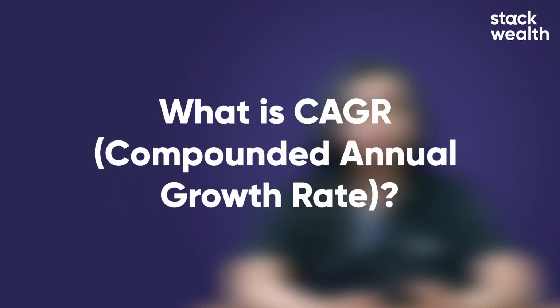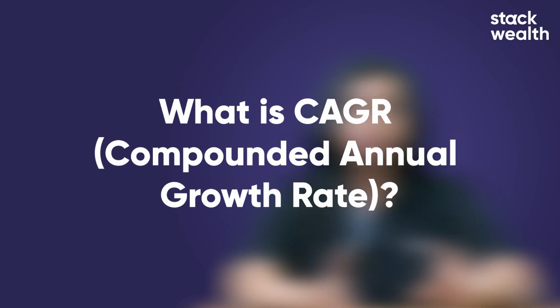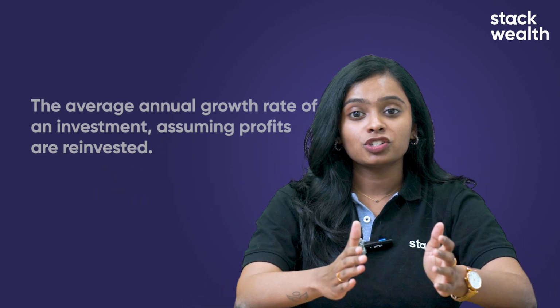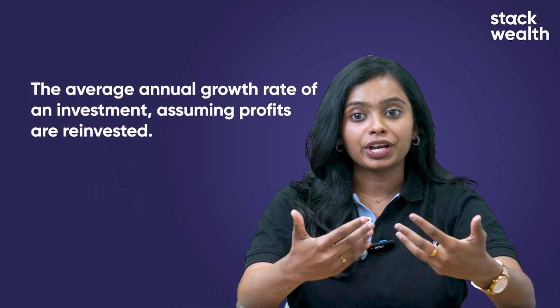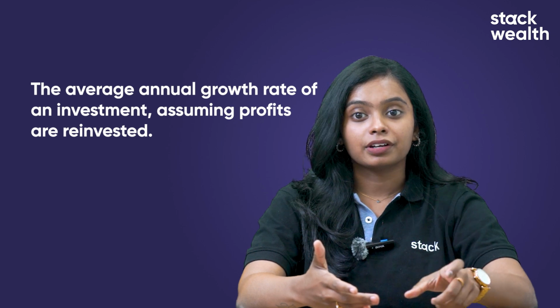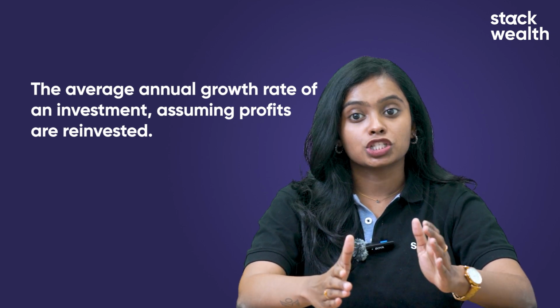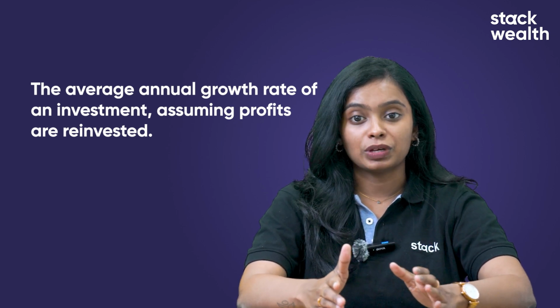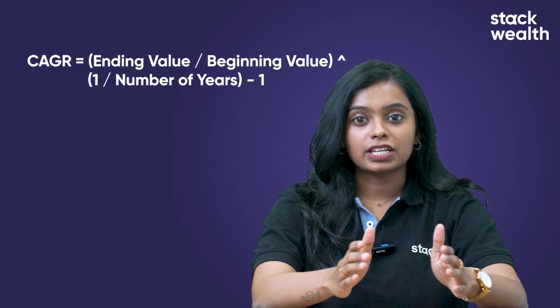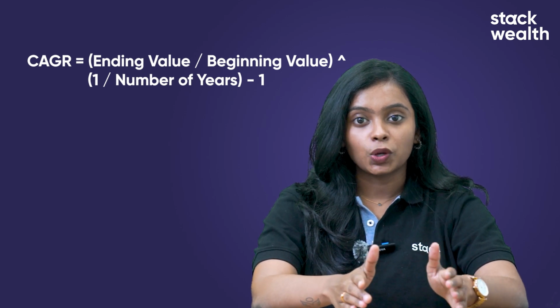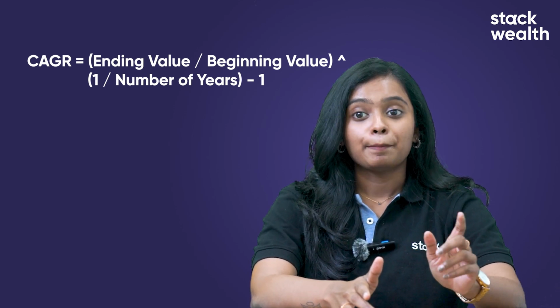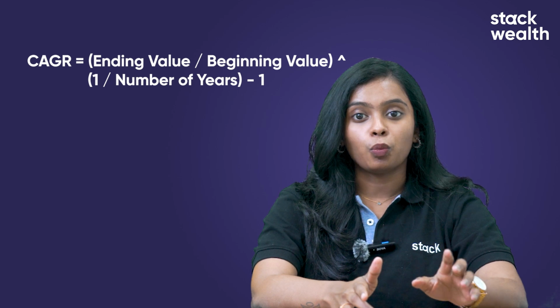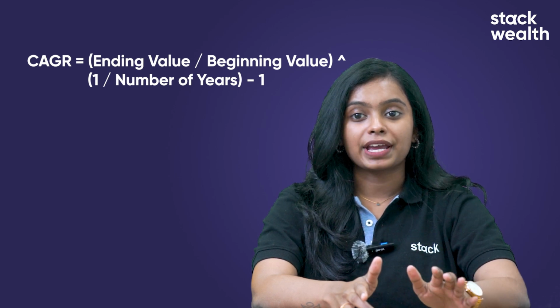Now, let's talk about CAGR, compounded annual growth rate. It's the average annual return that tells you how much your investment has grown per year over a specific time frame, assuming the profits are reinvested. This is the formula for CAGR. CAGR is equal to ending value divided by beginning value, to the power of 1 divided by the number of years, minus 1.